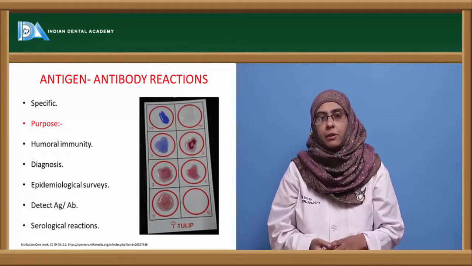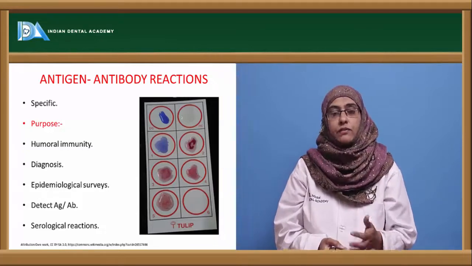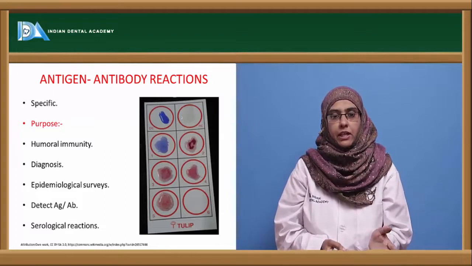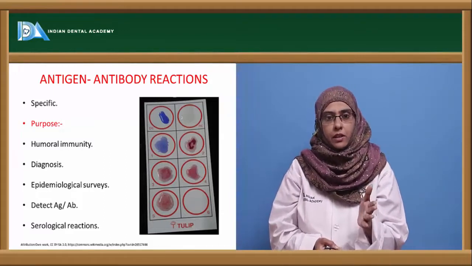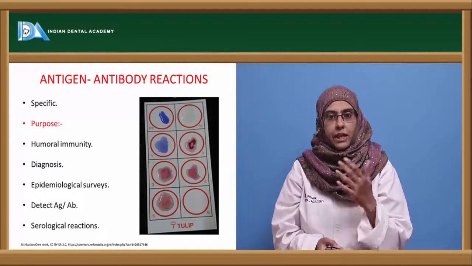Next is in epidemiological surveys. It helps in identifying the infectious agent, or a new infectious agent, that is causing the disease. When a new organism is trying to develop an infection in the body, the human host immediately produces antibodies against it.